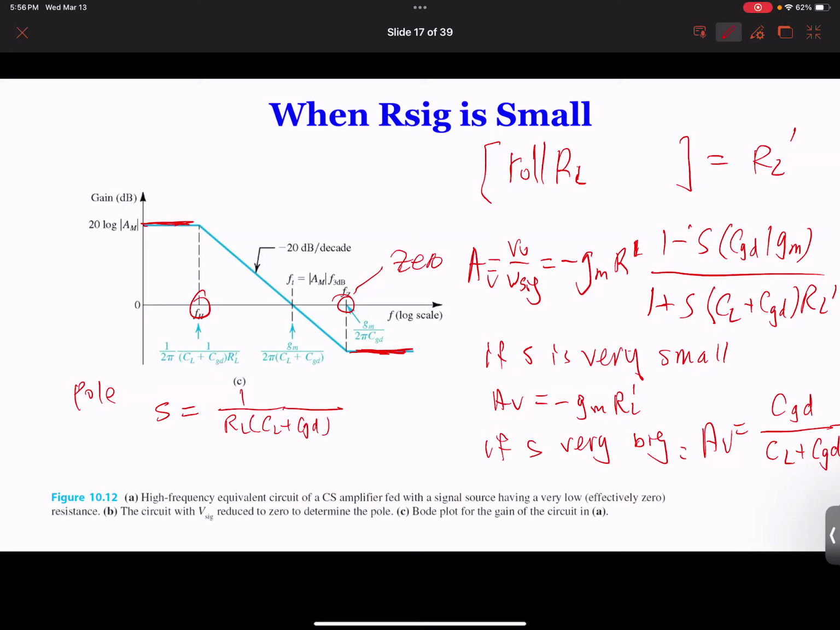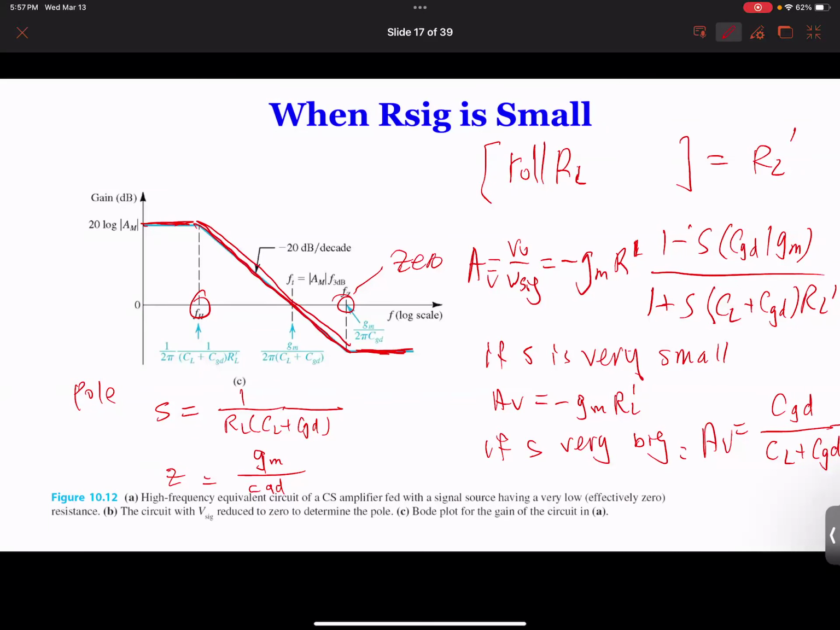And your zero is equal to 1 over CGD, yeah, CGD over GM. So we can move GM up there. So you get 1 pole and 1 zero. So that's why this plot looks a little different like this.